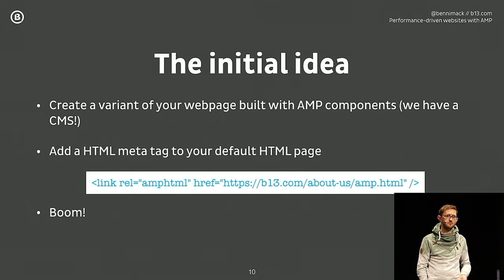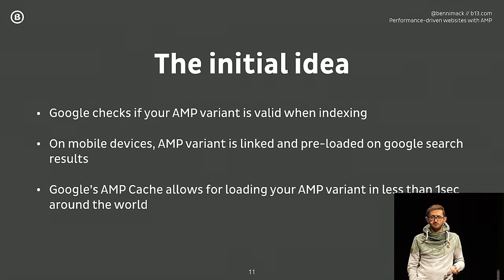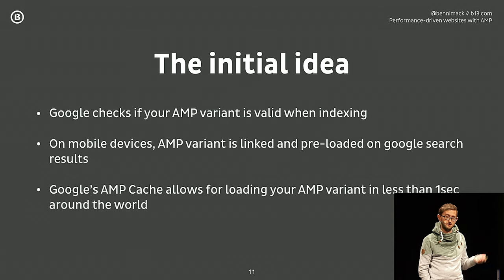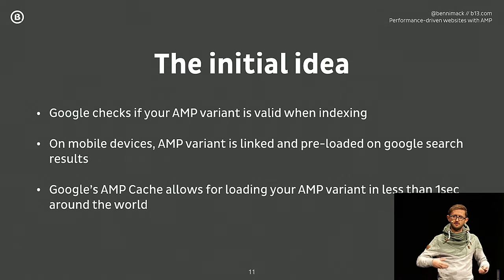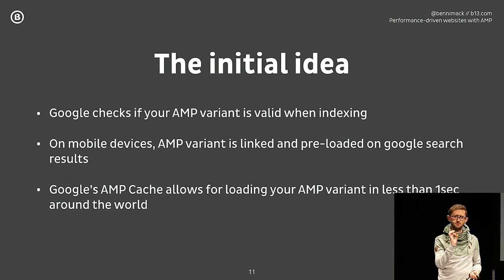You're done. Next time Google is indexing your content, it finds the link tag and indexes that one as well if it's valid. All the mobile browsers will have that in the result page. So if you actually, I don't have a screenshot for that, but that would be cool. If you Google for something and you see on your mobile device this flash symbol in front of the Google search result, that's an AMP page. We can demo that, however.